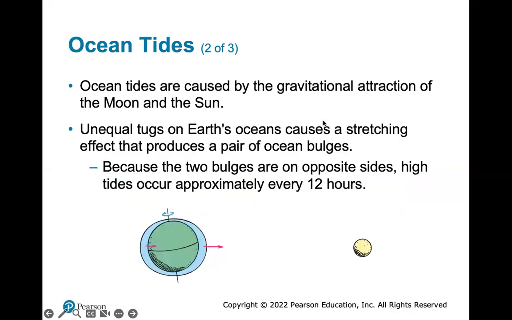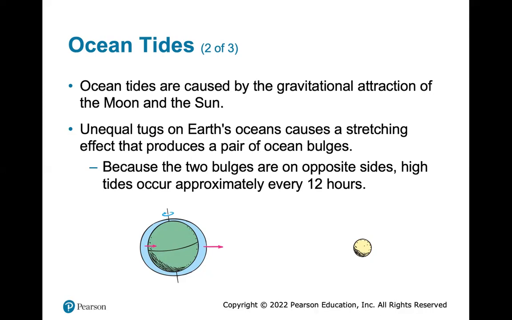Okay, ocean tides are caused by the gravitational attraction of the moon and the sun. Unequal tugs on Earth's oceans cause a stretching effect that produces a pair of ocean bulges. Because the two bulges are on opposite sides, high tides occur approximately every 12 hours. And it's approximate. If you look at that calendar, you'll see that it does advance, I think about an hour or so, which is the moon.